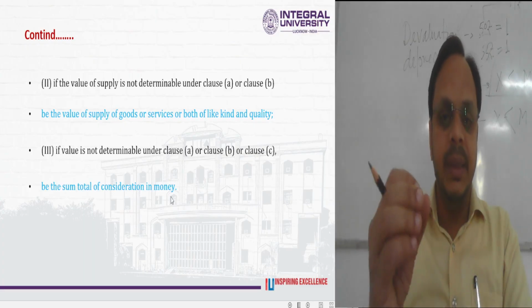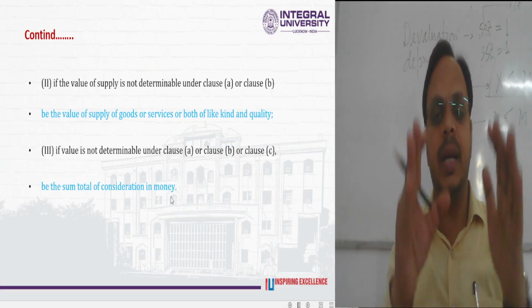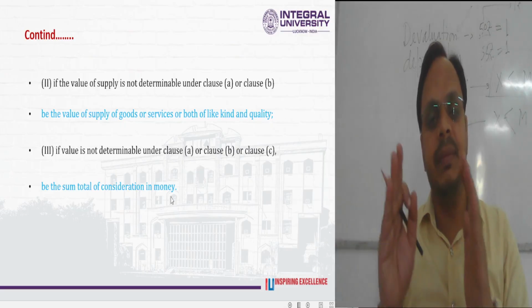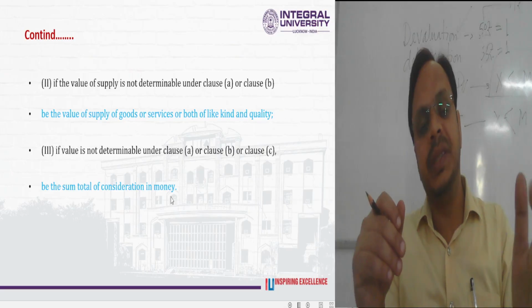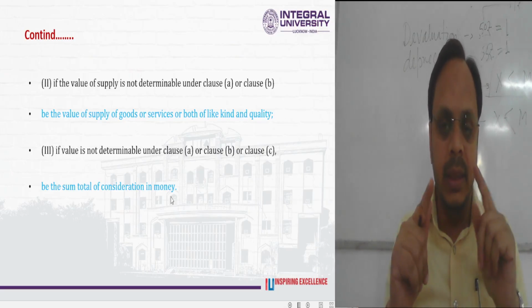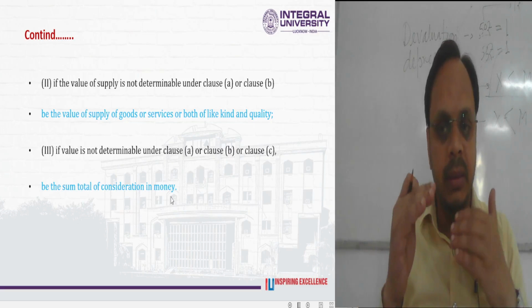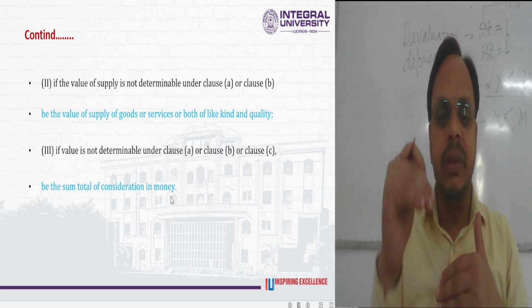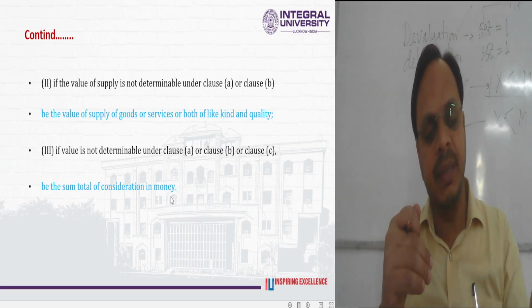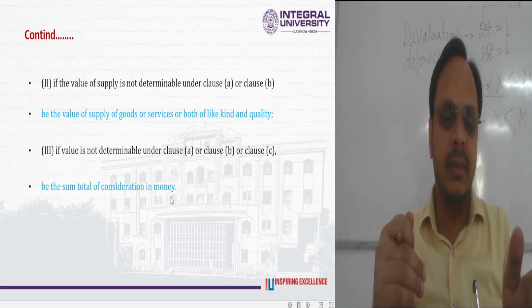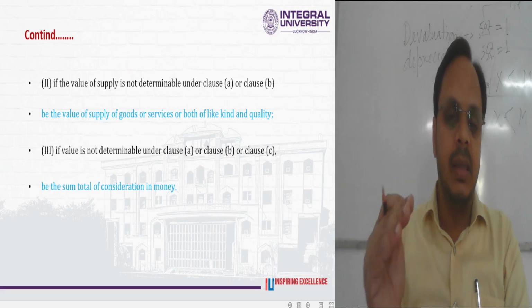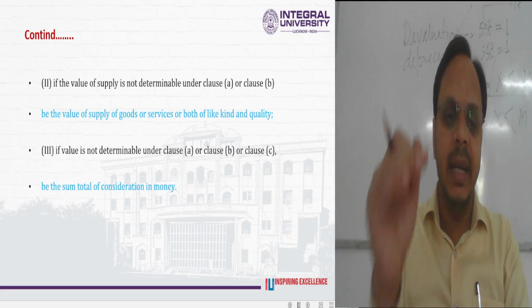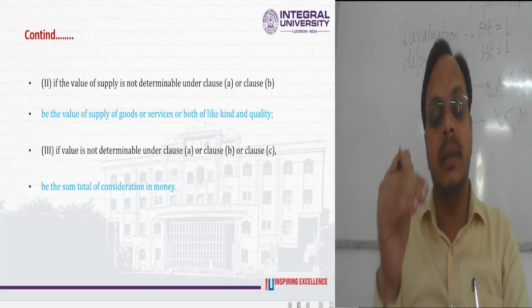What is consideration? Something for something. Once a supplier supplies goods or services to the recipient, the recipient is going to receive the goods or the services as the case may be, and the recipient will pay for those goods or services. Consideration means something for something. The supplier has supplied goods, the recipient has made the payment in cash or in kind. That is known as consideration. So if clause A, clause B, clause C is silent, then the sum total of the consideration in money will be the value of the supply.